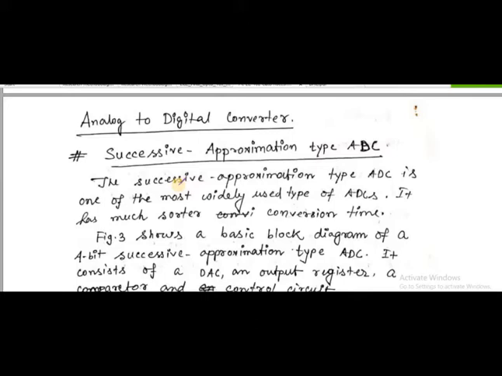In analog to digital conversion there are many types of ADC available. In this class I will try to explain the operation of a successive approximation type ADC. This type of ADC is widely used, and it has very little conversion time. That means it will convert an analog value to a digital value comparatively faster than the others.